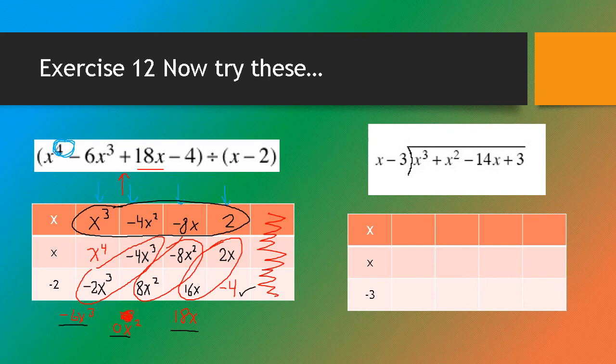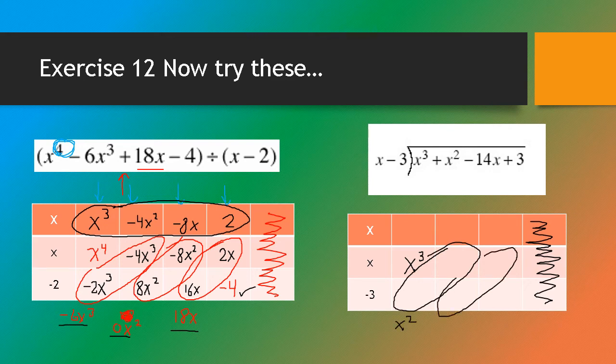The second polynomial division is a cubic divided by a linear. And here, the notation is just a little bit different, but it's still division. So I'm going to have my x cubed here. Oh, and because it's a cubic, I'm only going to need 3 columns. So I already know I'm not going to need this last column. And so I'm going to circle the terms that add up to x squared, and these two are going to add up to negative 14x. And I'm hoping to get a 3 in this last box.